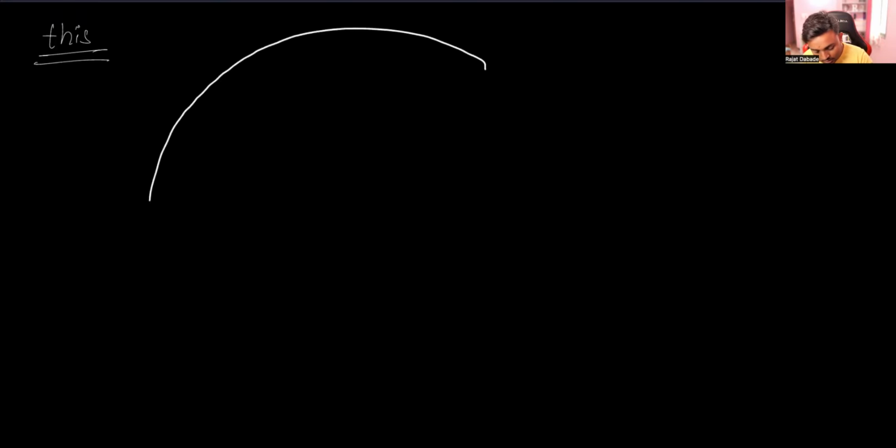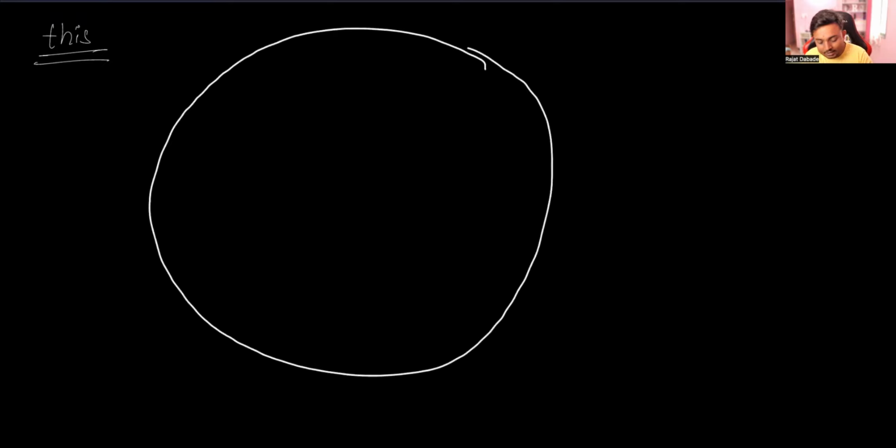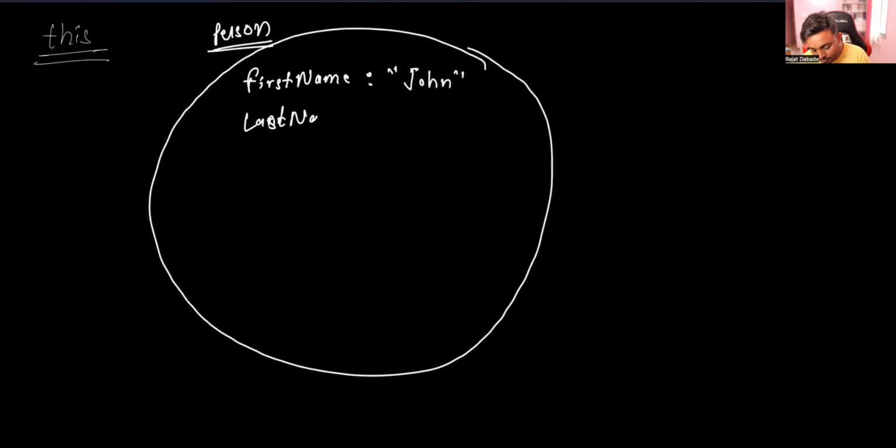So this is my circle, and let's say this is a person object. Now what properties will it have? Obviously first name, let's say it is John, and last name, which will be Doe. Now if we have any function inside this object, and we refer to this dot first name or this dot last name in that function, it will be referring to this person object.